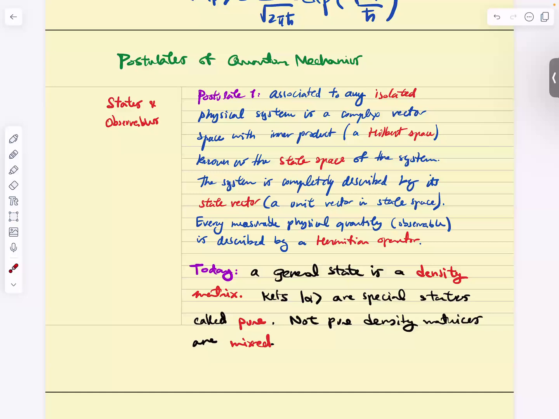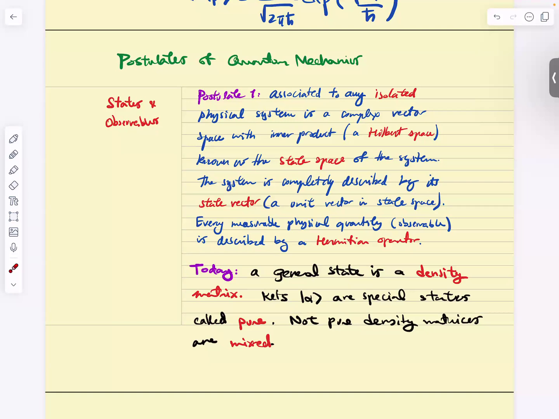All right, so what was postulate 1? Let's recall. It said that associated to any isolated physical system is a complex vector space with an inner product called the Hilbert space. I'm being a physicist; I should say a complete inner product, but it doesn't matter. It's the state space of the system. The system is completely described by a state vector. The keyword here is vector, right? A unit vector in the Hilbert space.